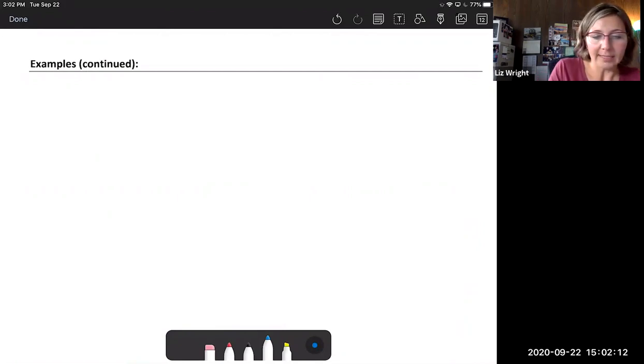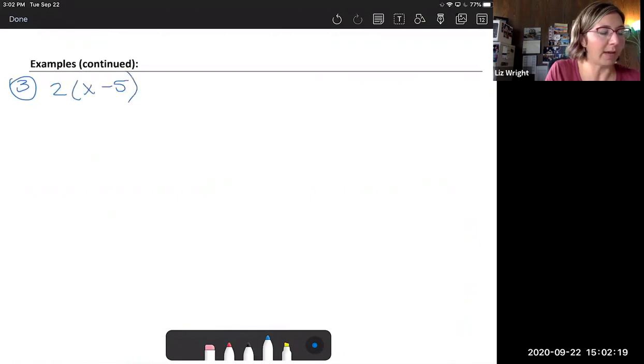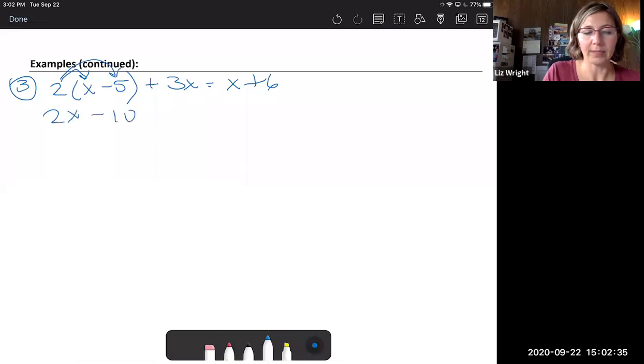All right, example number 3. Example number 3, we've got 2 times x minus 5 plus 3x equals x plus 6. So again, you should pause the video and see if you can get to the answer. So what I would recommend you do first is you distribute. Then you're going to have 2x minus 10 plus 3x equals x plus 6.